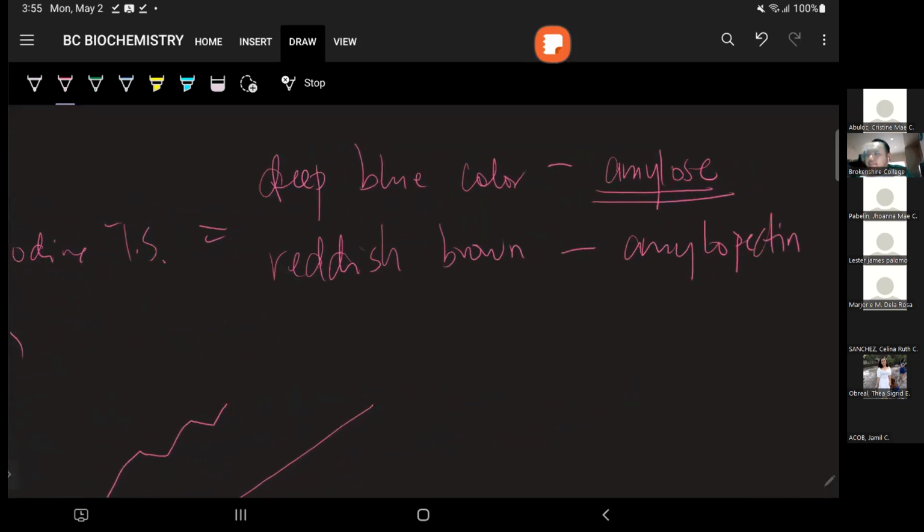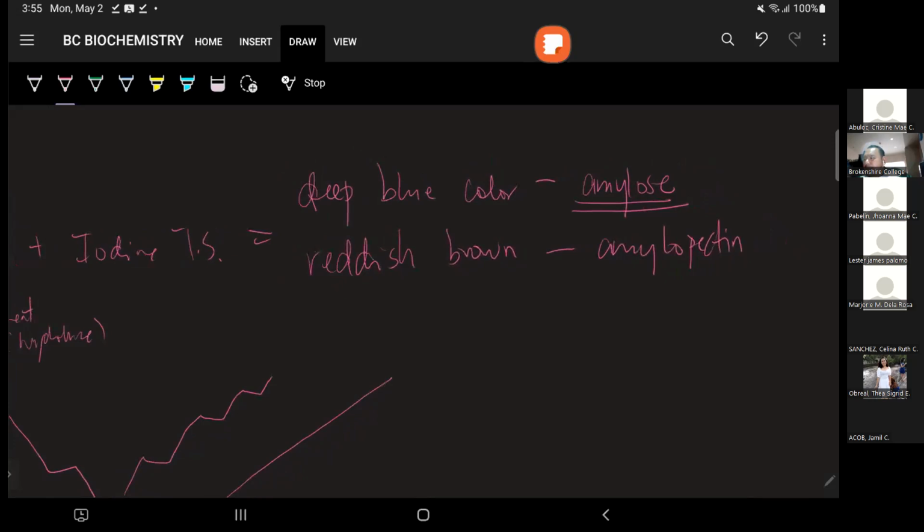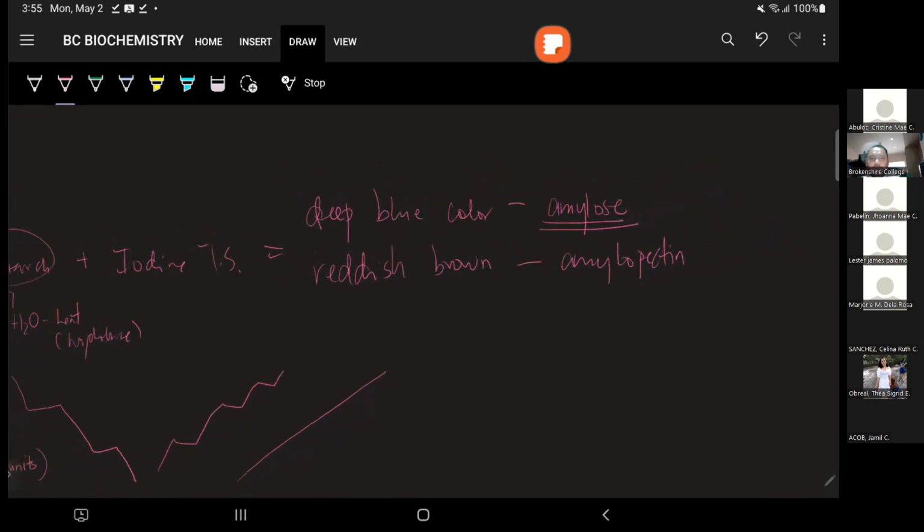Do you follow, guys? Nai-laboratory na ba kayo sa activity sa carbs? Students? Nag-laboratory na ba kayo under carbs? Hindi pa. Lipids pa lang.